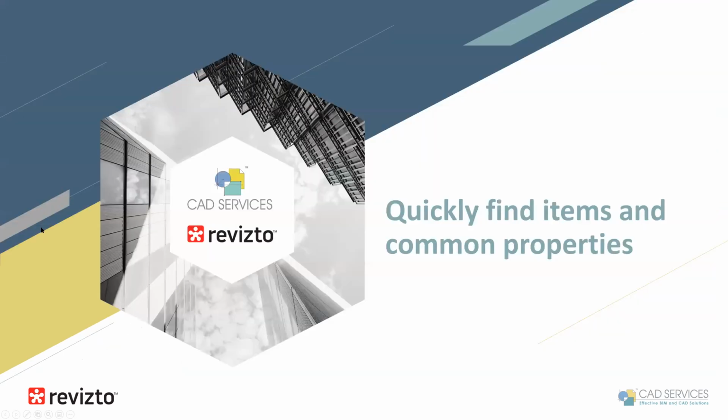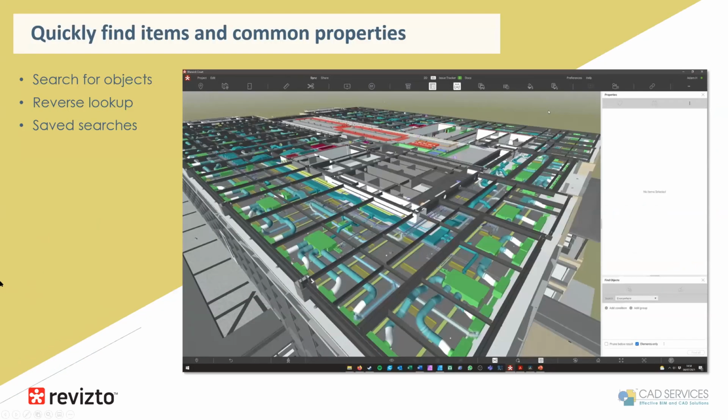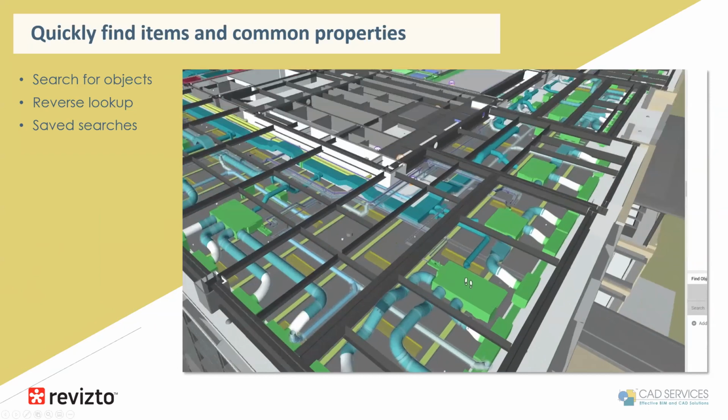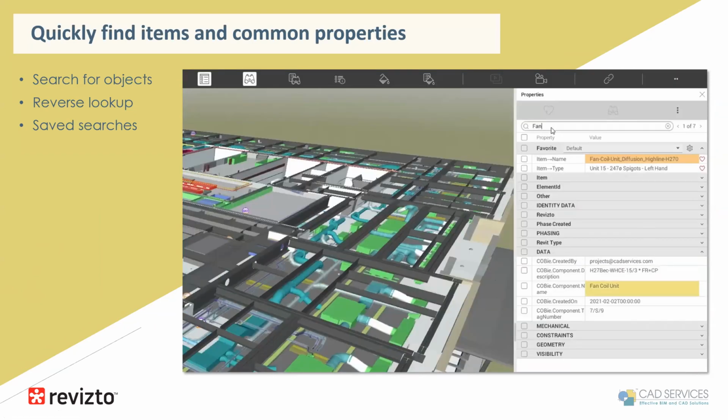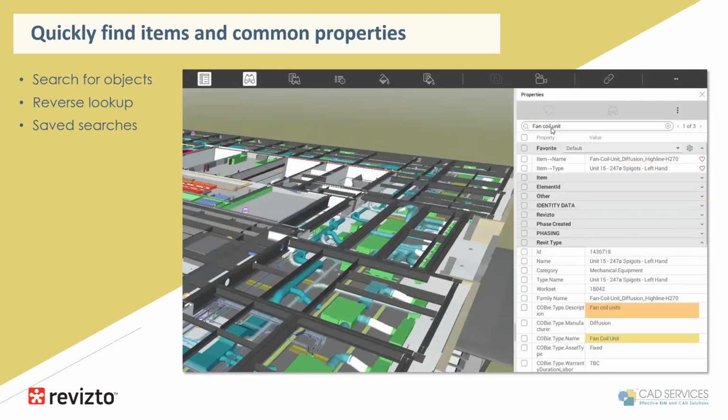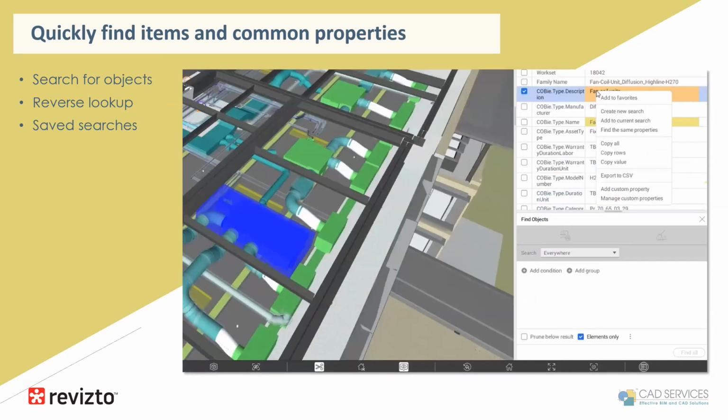While we can navigate freely, sometimes we need to look for specific model elements, and that brings us along to quickly finding items and common properties. While navigating the model is easy, we don't always know where every asset is within the project. This is where Revizto really shines, helping us to find objects quickly.